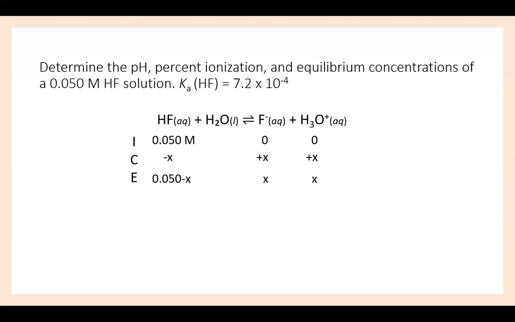Setting up our Ka expression. Like any equilibrium expression, it's the concentration of the products over the reactants. We do not include water because it's a liquid, it's our solvent. It does not get included in the Ka expression. In terms of X, Ka is equal to X squared over 0.050 minus X.